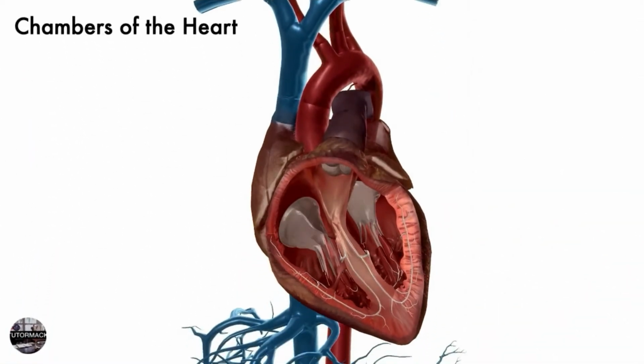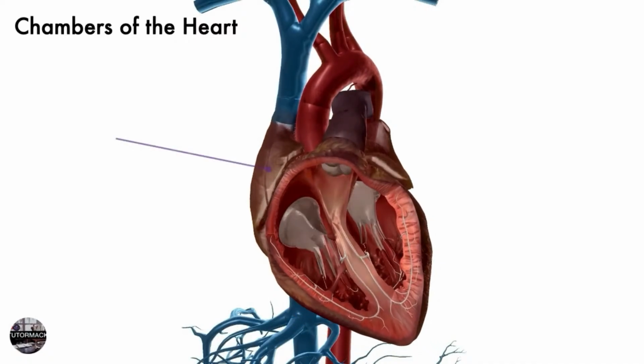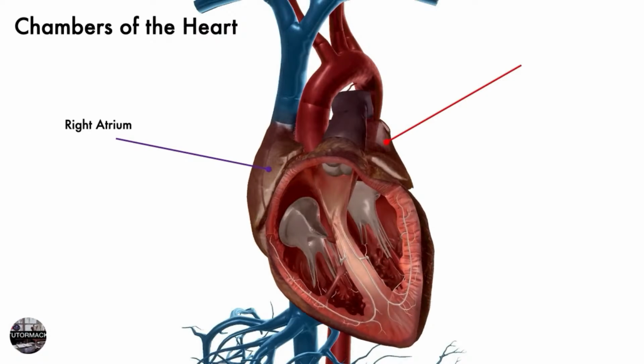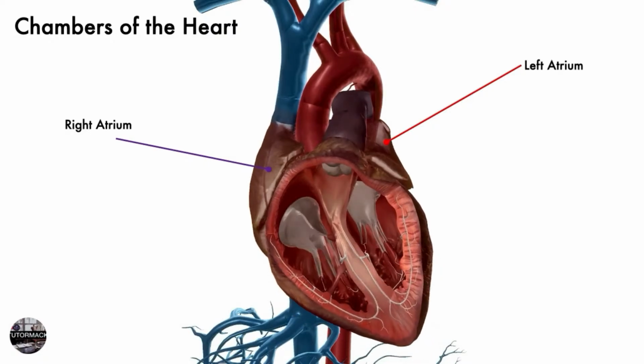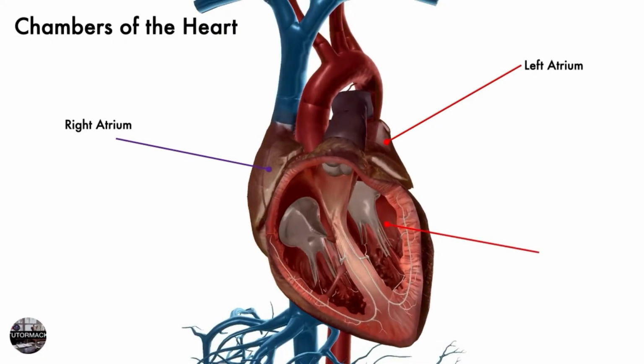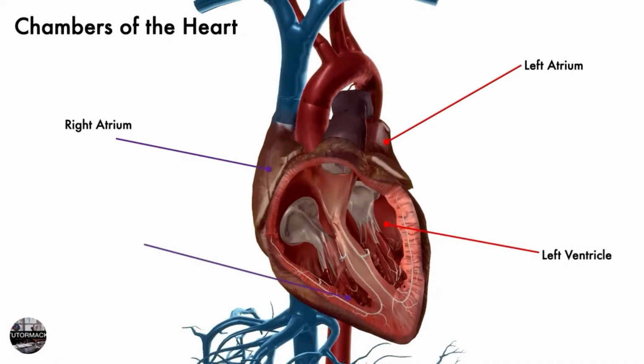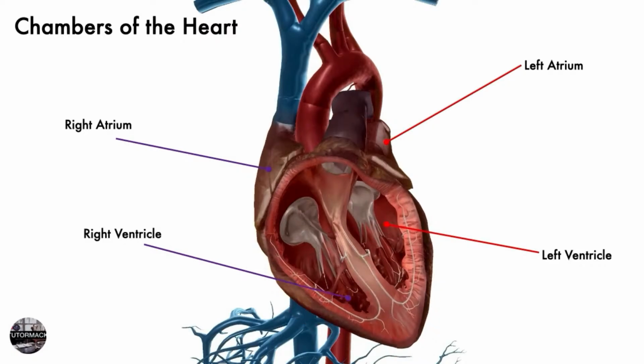Taking a look at the heart, let's go ahead and recall some of these landmarks of the heart. How about right here? That's right. Right atrium. Good, good. What about here? Yeah, good. Left atrium. Right on. How about here? That's right. Left ventricle. Good. How about here? Yeah, right ventricle.